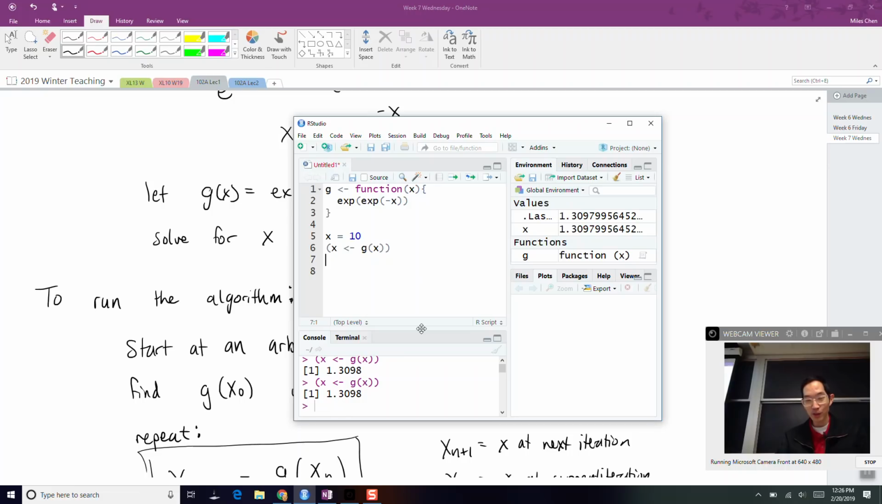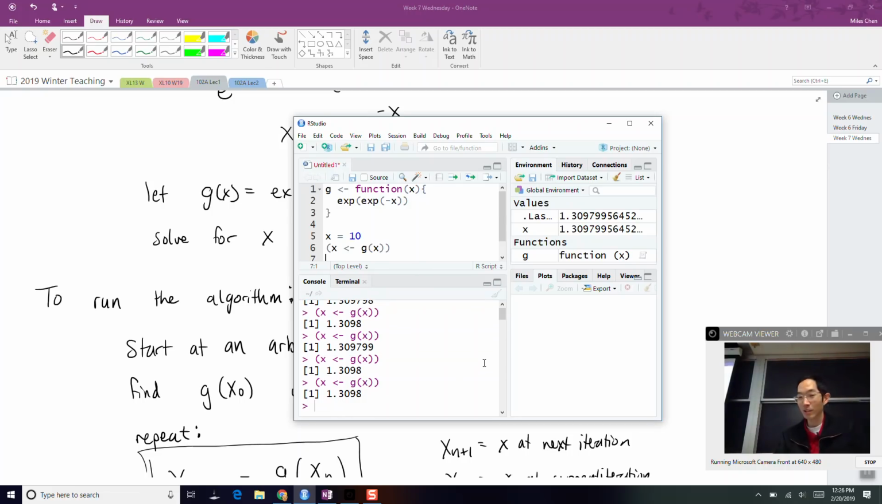So it looks like we're kind of stuck at 1.3098. Something around there. So we started off with 10, and then it went down to 1.00. Then we plugged that in and went to 1.44. We plugged that in and it gave me 1.26. We plugged that in and gave me 1.33. And then now we're kind of stuck at 1.3098. So it seems like we've converged to something around 1.3098.